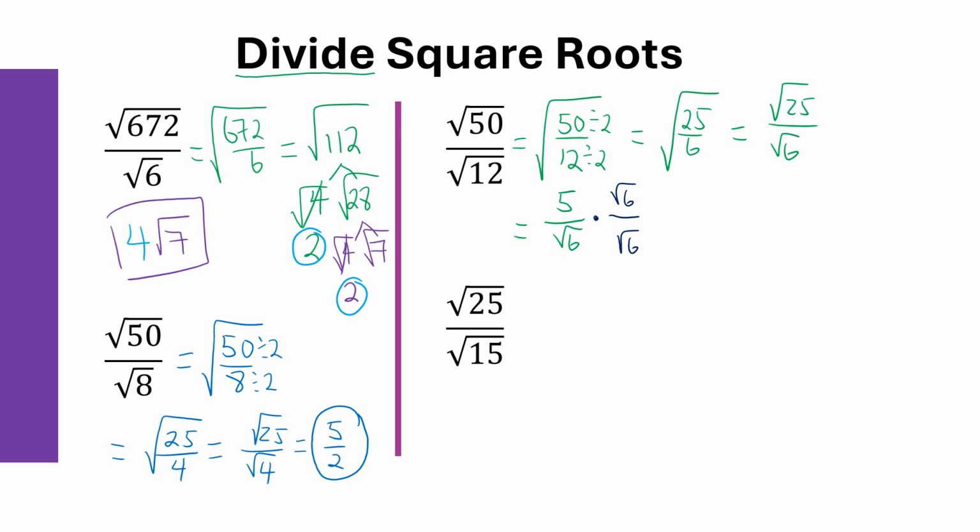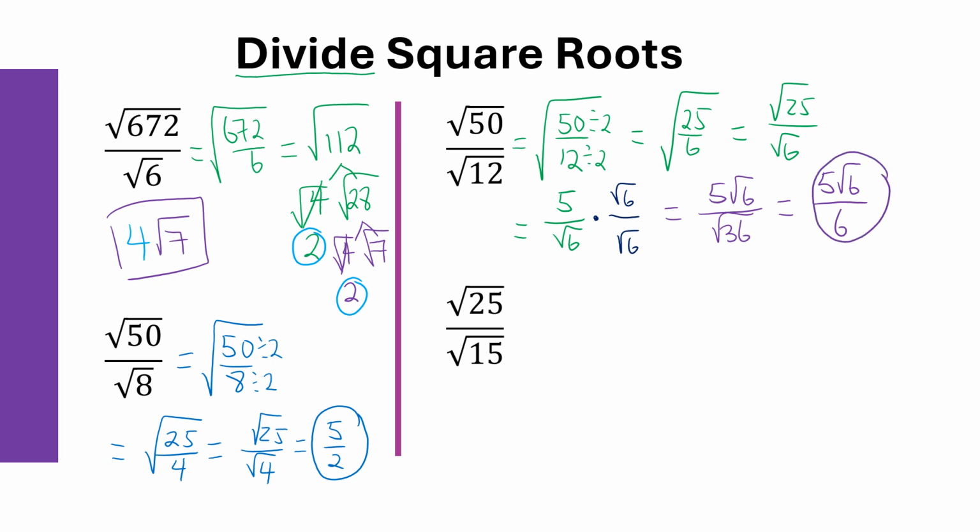Now again, you cannot multiply 5 times 6 because 5 is not inside the square root. So therefore, 5 times square root of 6 is just 5 square root of 6. And then square root of 6 times square root of 6, since both 6s are under the square root, you can multiply. And 6 times 6 is square root of 36. And we know what square root of 36 is. That's 6. And now again, my final answer is going to be 5 square root of 6 over 6.